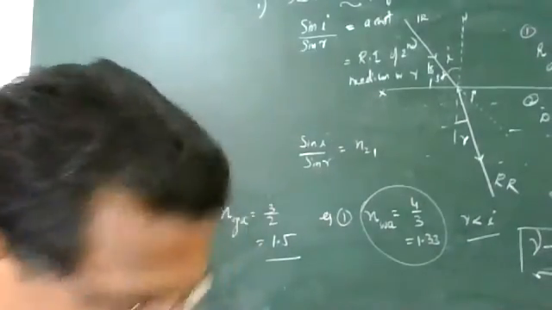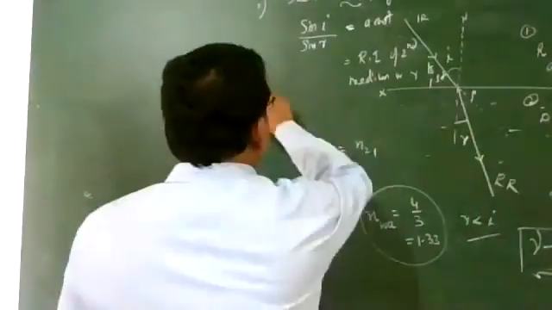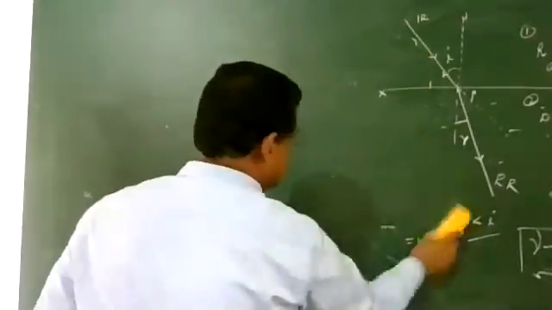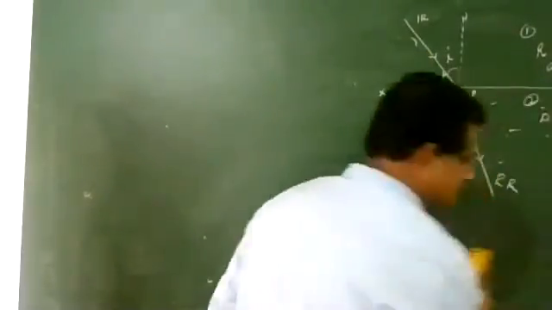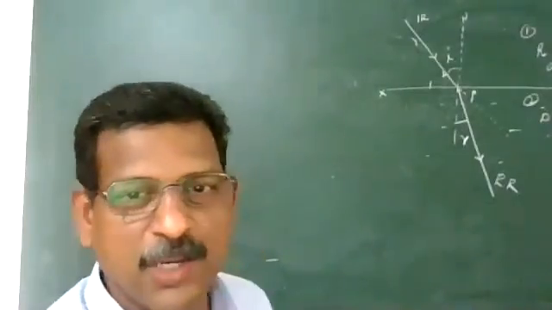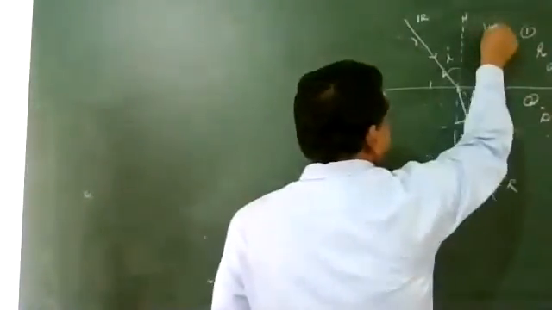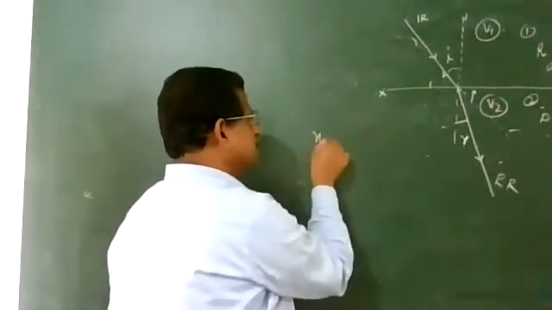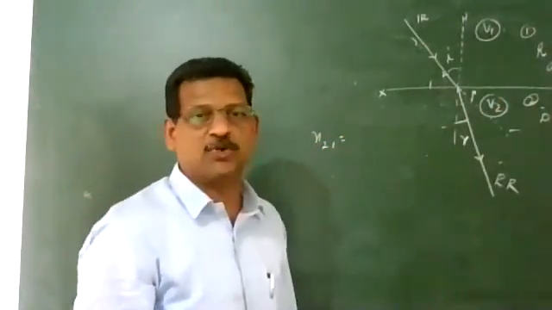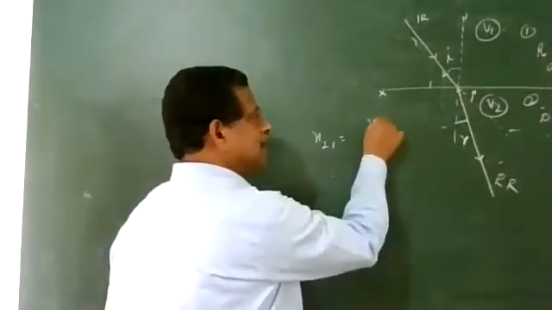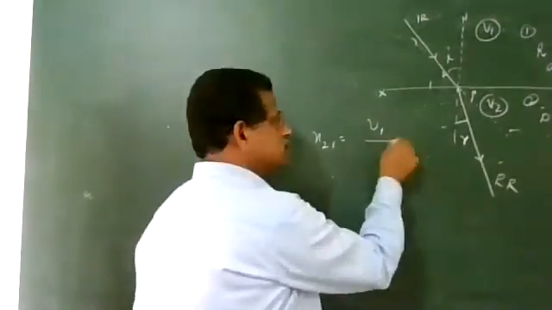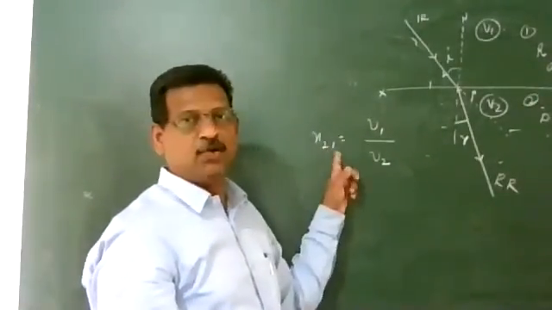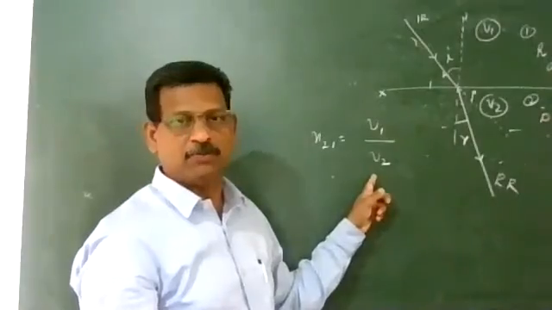The first medium diagram is already given, with Snell's law of refraction. And second, the refractive index is also related to the velocity. Suppose the first medium velocity is v1 and the second medium velocity is v2. So the refractive index of the second medium with respect to the first one can also be defined as the ratio of the velocity of light in the first medium upon the velocity of light in the second medium. n21 is equal to v1 divided by v2.